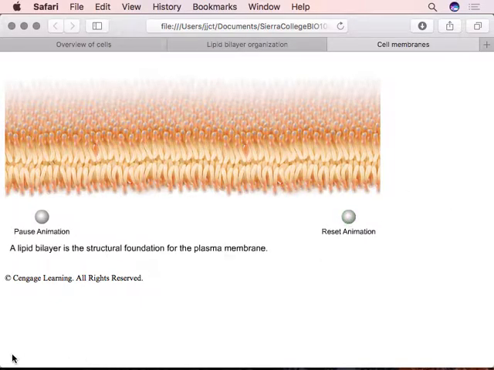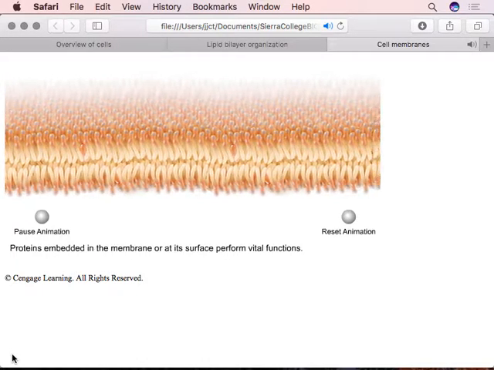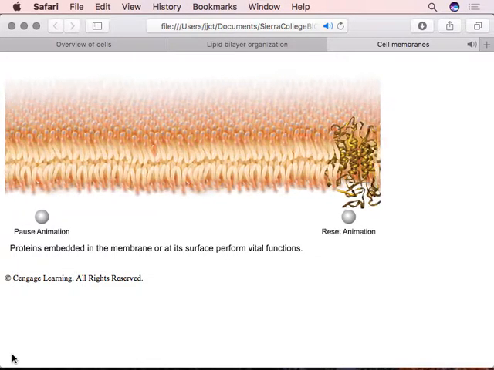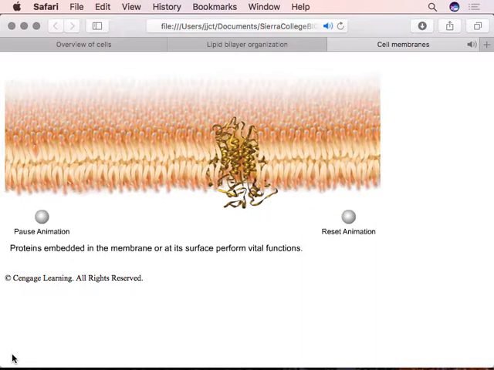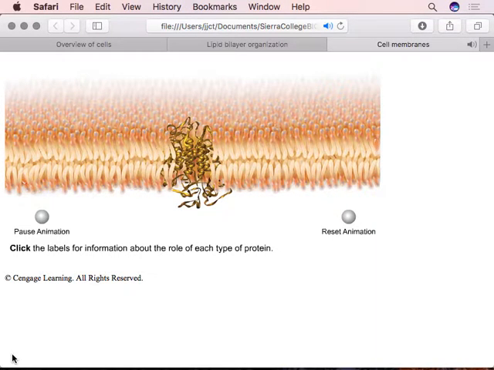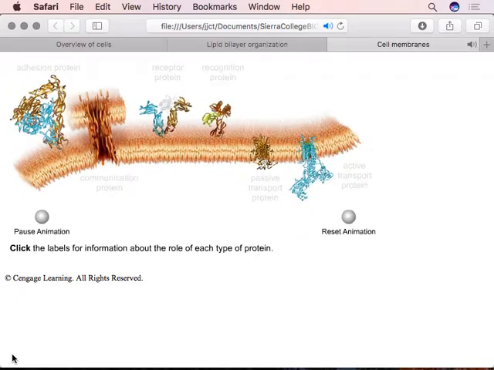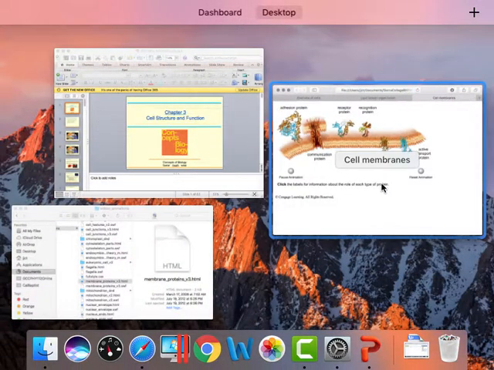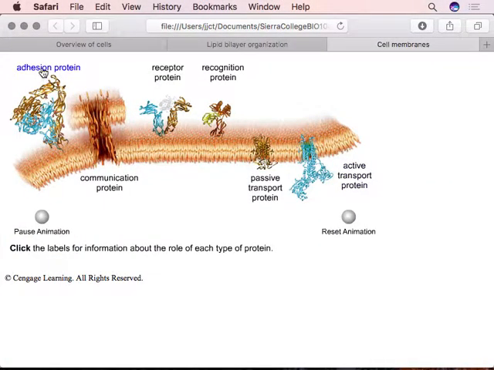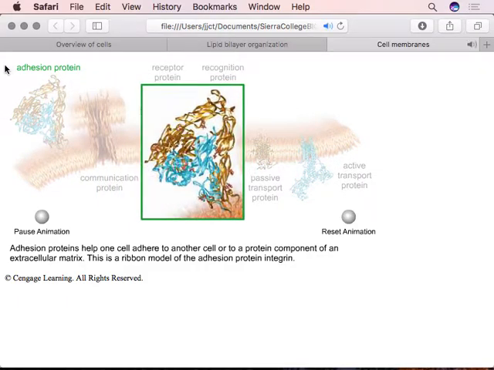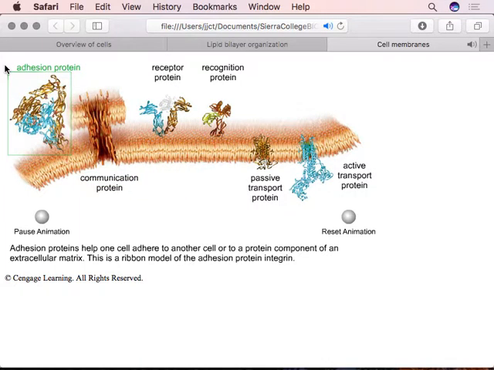A lipid bilayer is the structural foundation for the plasma membrane. Proteins embedded in the membrane or at its surface perform vital functions. Click the labels for information about the role of each type of protein. Adhesion proteins help one cell adhere to another cell or to a protein component of an extracellular matrix. This is a ribbon model of the adhesion protein integrin.